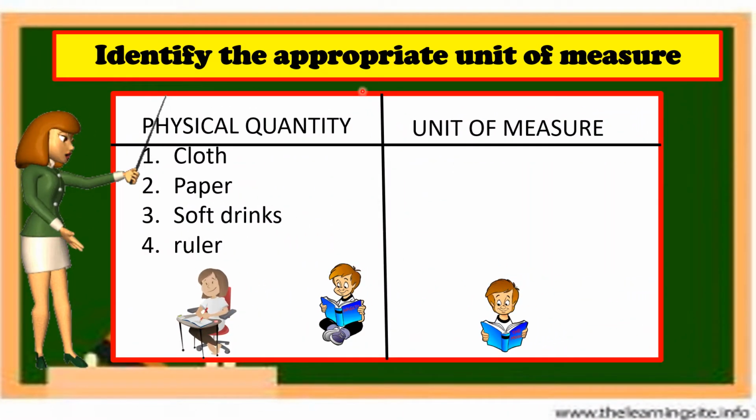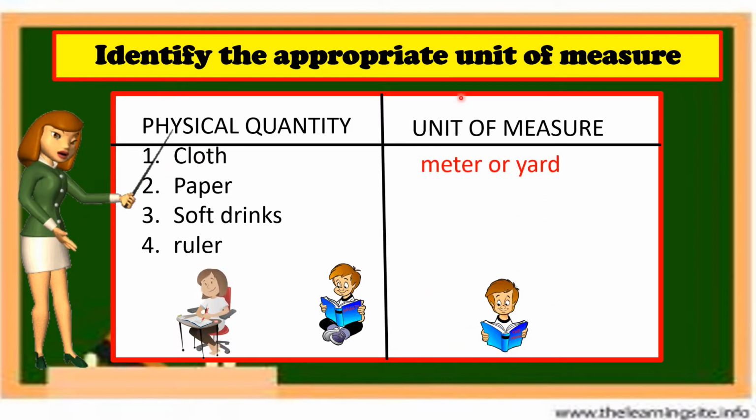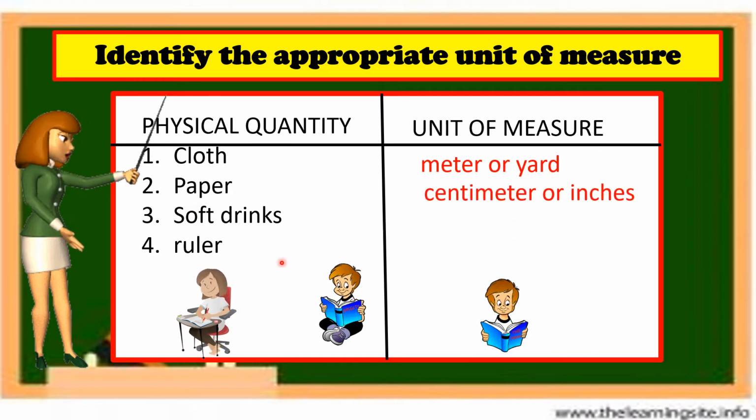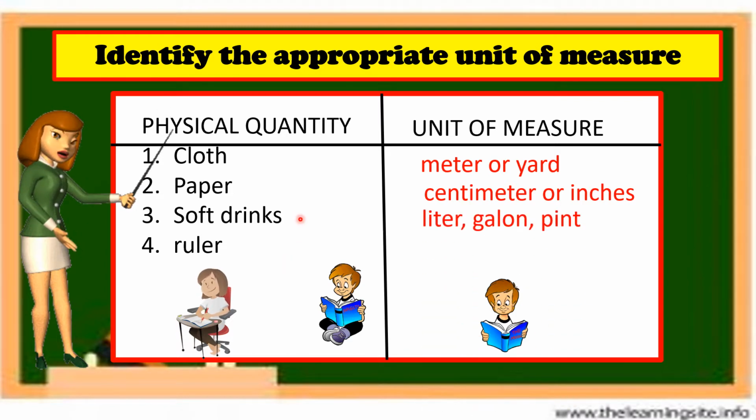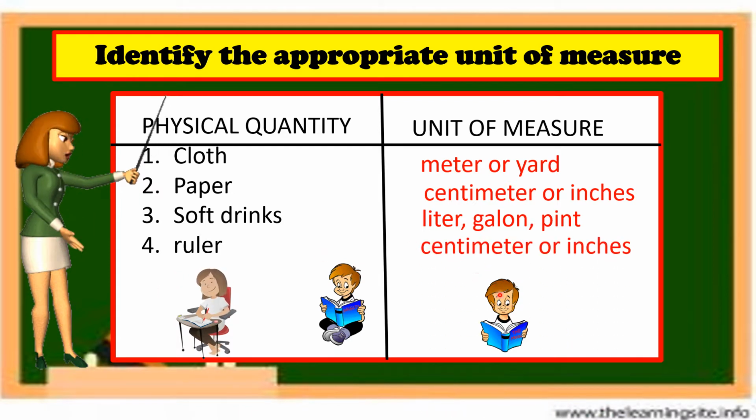Identify the appropriate unit of measure. We have the physical quantity and we have the unit of measure. For number 1, cloth, we have meter or yard. For a piece of paper, we have centimeter or inches. For soft drinks, we have liter, gallon, or pint. And for ruler, we have centimeter or inches.